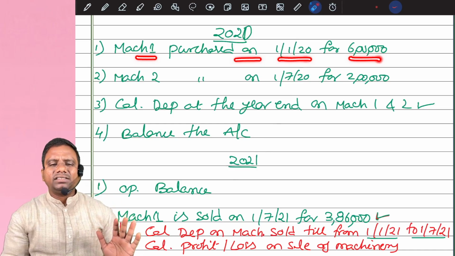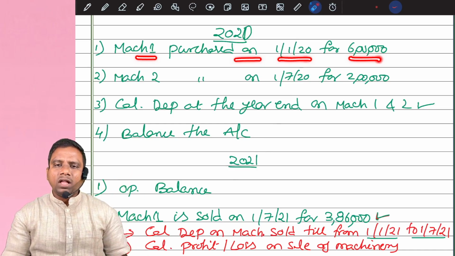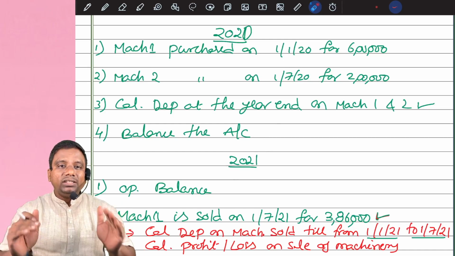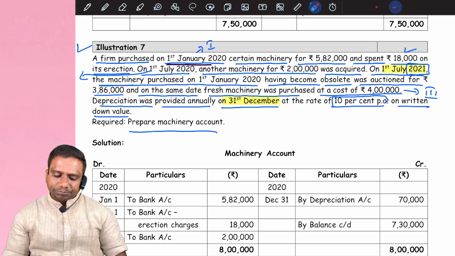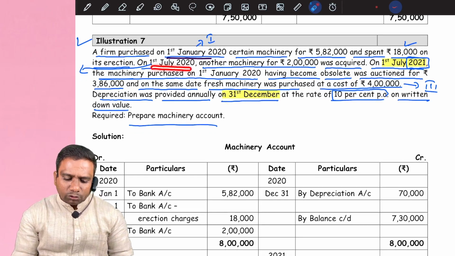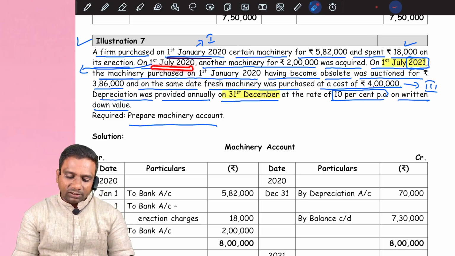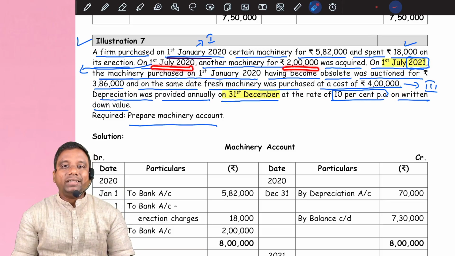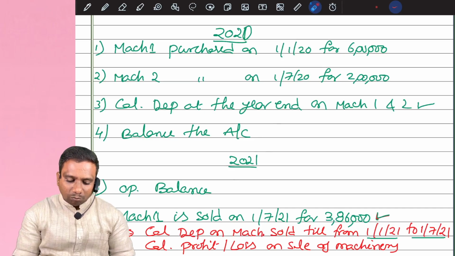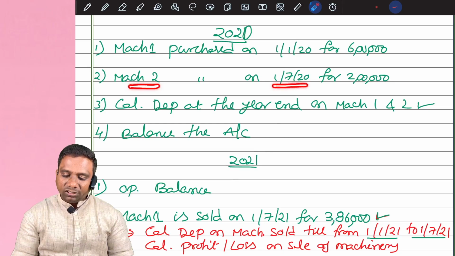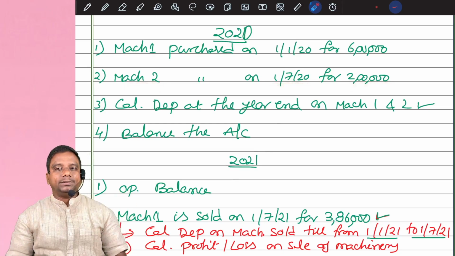We record the entry straight away on 1/1/2020. Machinery account debit to cash or bank account. Over. Again, during the year, what happened? Look at the problem. On 1st July 2020, this also comes under the same financial year. Yes, sir. Another machinery purchased for 2 lakhs. So this is machinery 2, students. Machinery 2 purchased on 1/7/2020 for 2 lakhs.